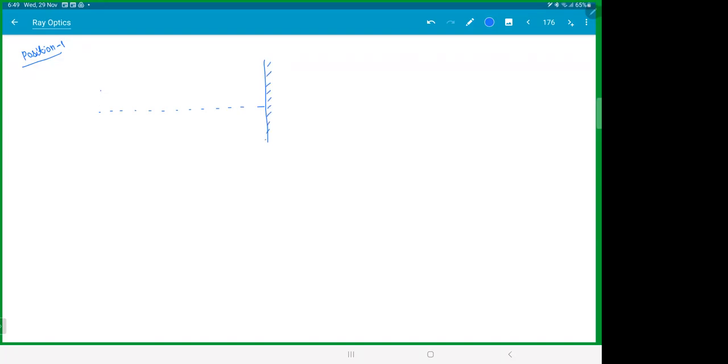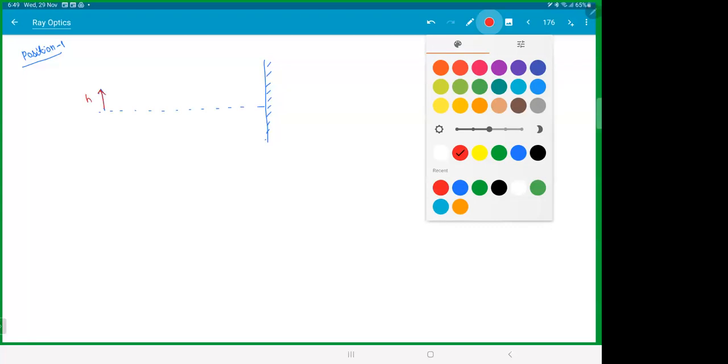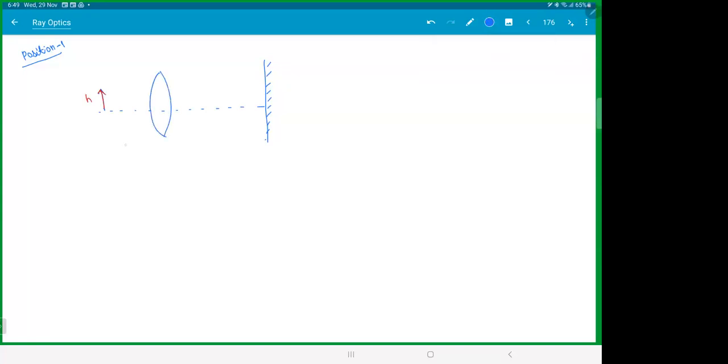So in position 1, if you keep the object here, let's say of some height, and when you keep the lens here, this is X, this is Y. So you get some image here, image 1, and this height will be H1. So what is the magnification? Magnification M1 is V by U, where V is Y and U is minus X. This will be the height of the image by the height of the object.